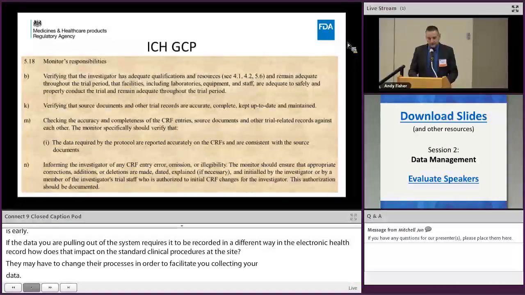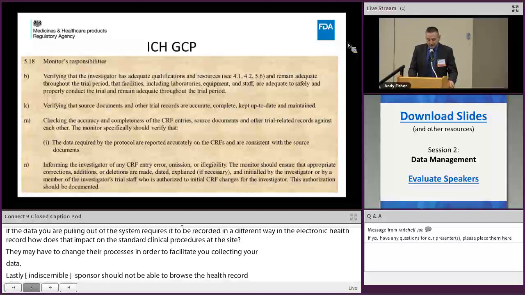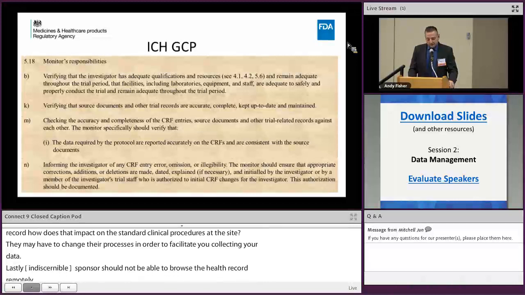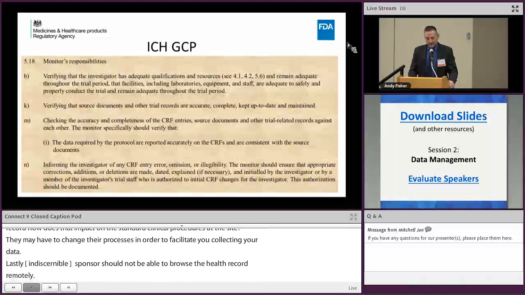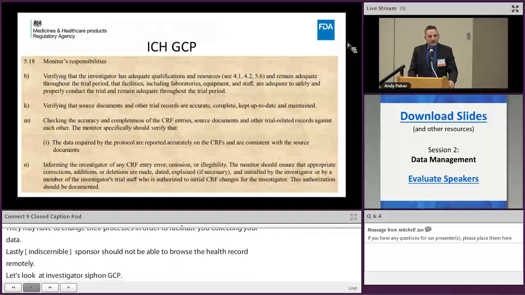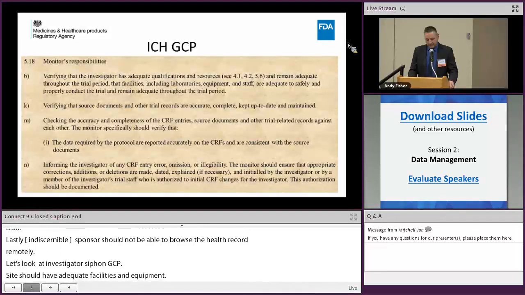So let's look at the investigator site from a GCP point of view further. The site should have adequate facilities and equipment, so that would include data collection equipment, and also the data in the CRF can be verified against the source data. And again, changes to the CRF are authorised by an investigator. So these themes are quite strong in GCP.